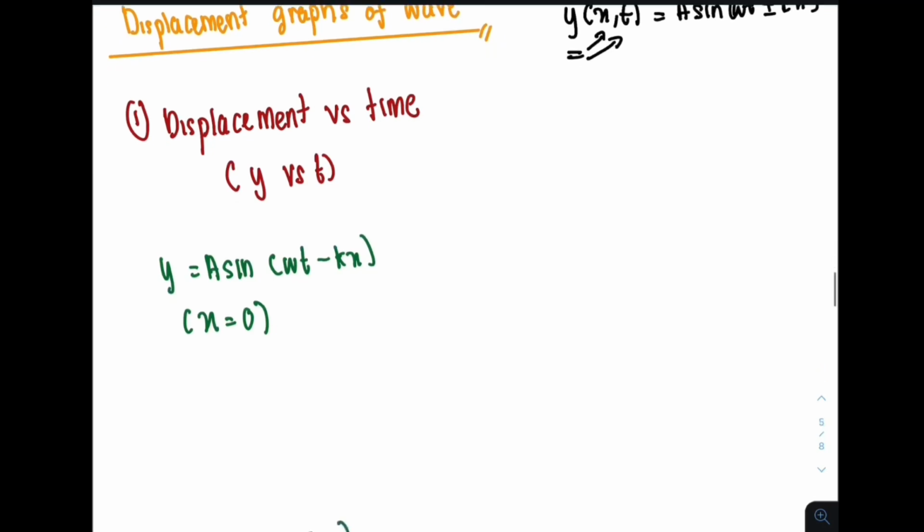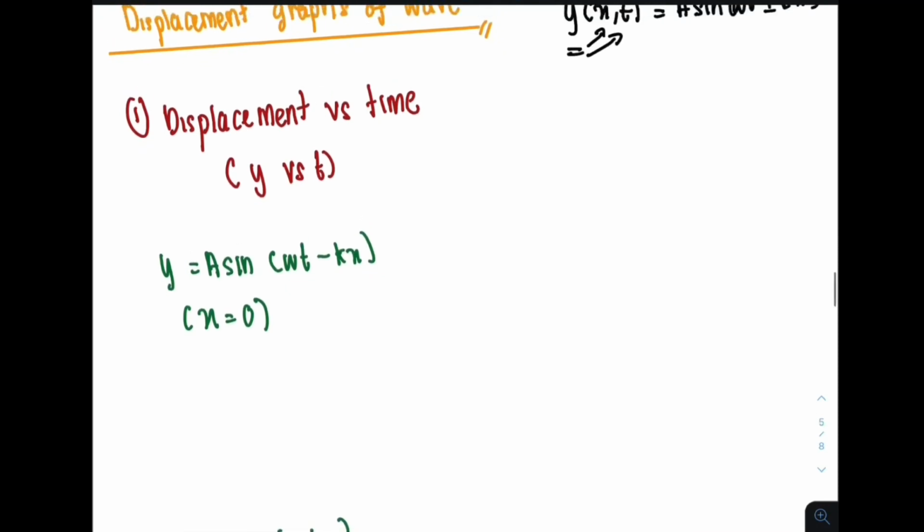So let's say if you were to sketch displacement versus time, maksudnya kita nak y versus t. So apa yang akan jadi adalah, according to the question here, let's say you have y is equals to a sin omega t minus kx. So kita nak y kita only to vary with respect to time. Okay, kita tak nak dia berubah dengan x.